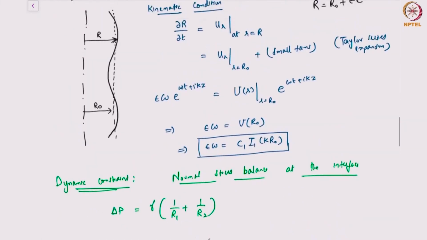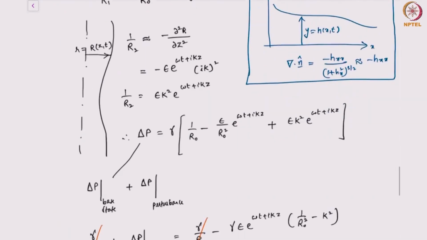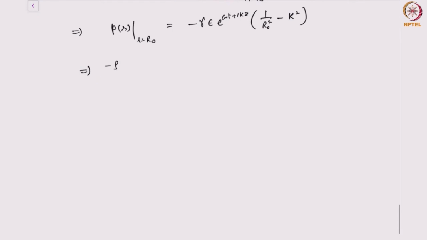We have already got the expression for P at r equals capital R0. What is the expression for P at r equals capital R0? It is minus rho omega C1 by K I naught of KR. Alright, I can substitute this. I have minus rho omega C1 by K I naught of K R naught will be minus gamma epsilon, this is capital P times e power omega t plus ikz.